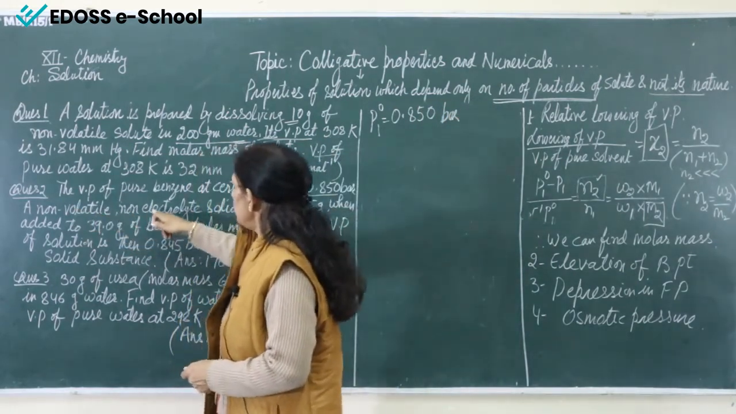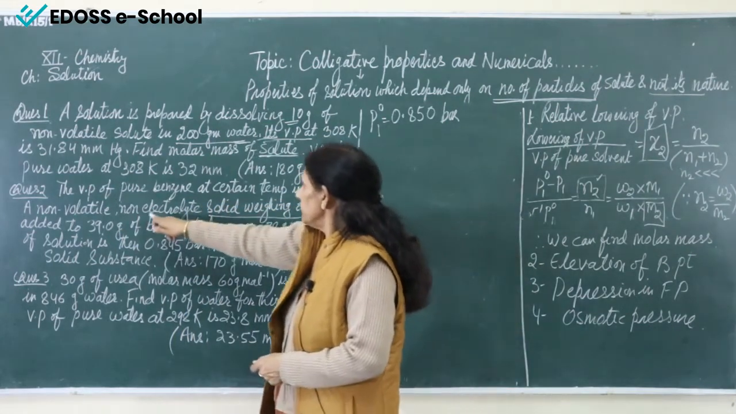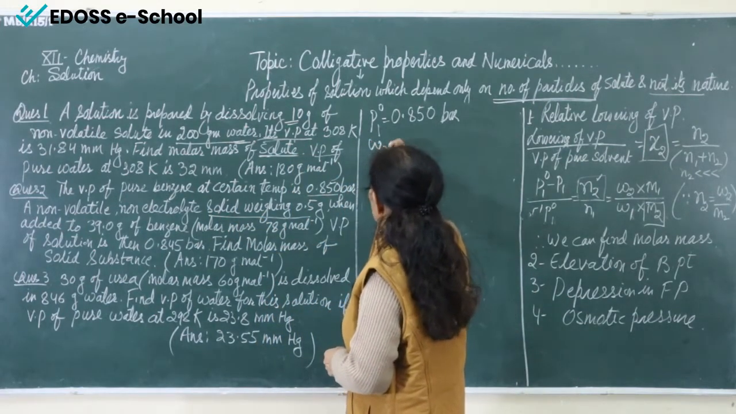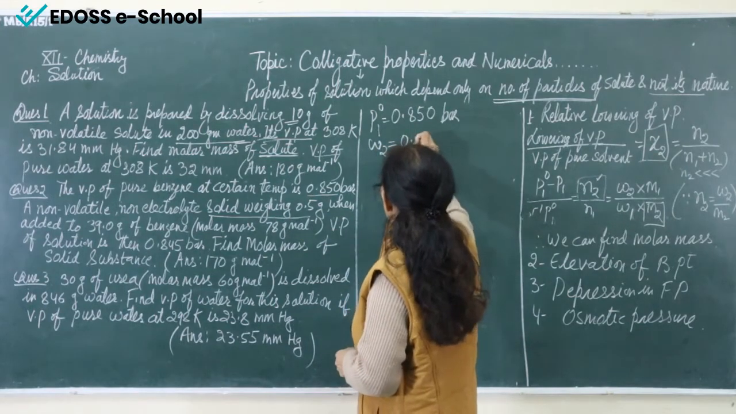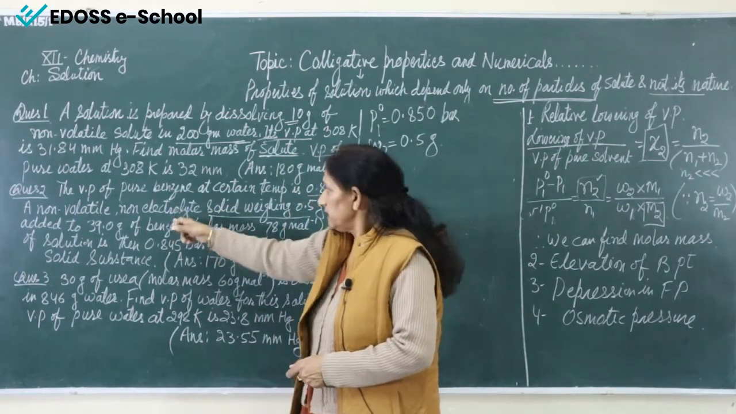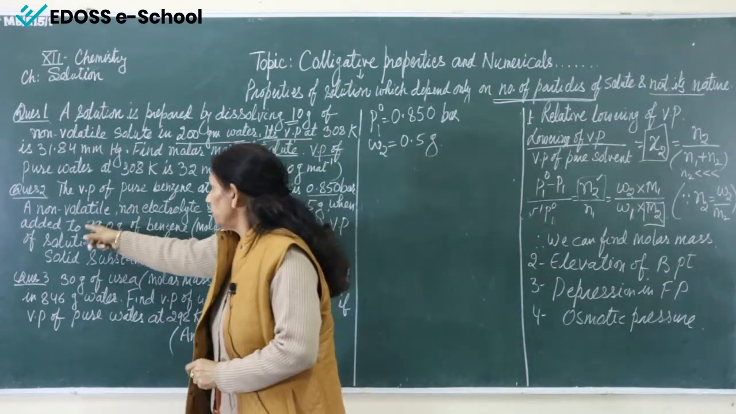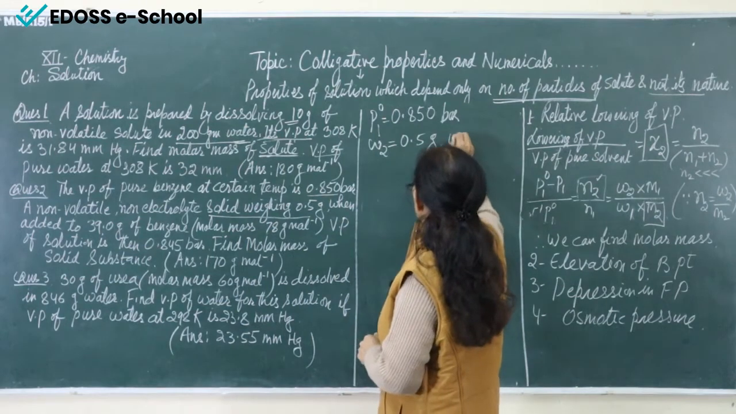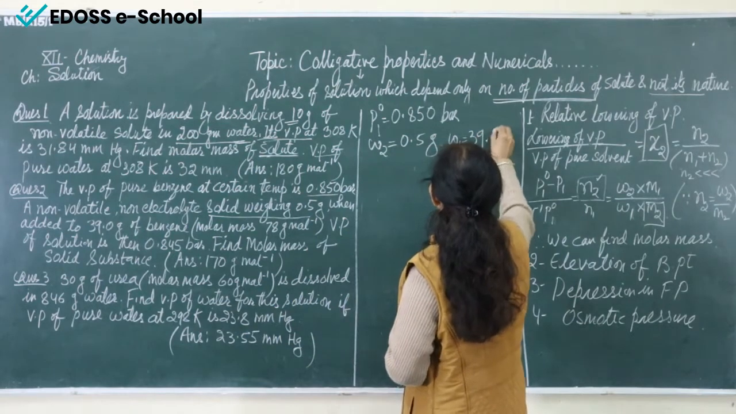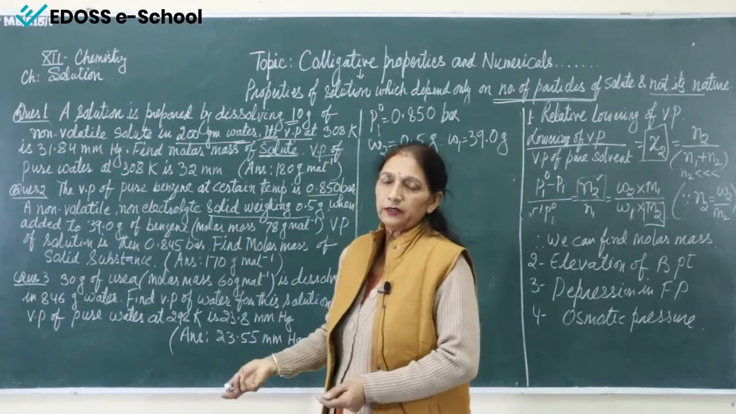A non-volatile, non-electrolyte solid. Now this is W2, because this is solute. So W2 is given to you, 0.5 gram. Benzene is solvent and this non-volatile solid is solute. When added to 39.0 gram, so this is W1, 39.0 gram. Okay, so this is clear. Now molar mass is also given here. You need not find it.